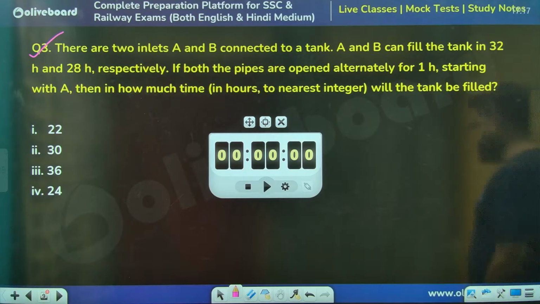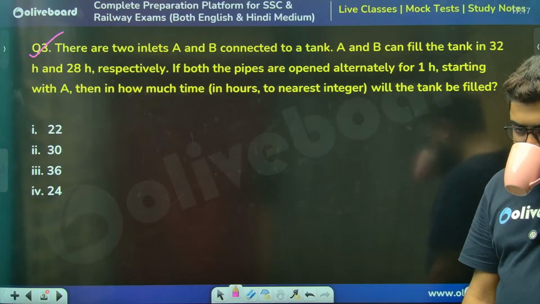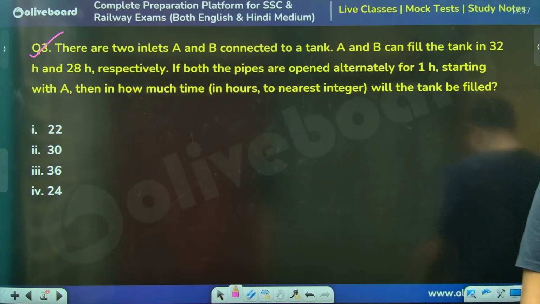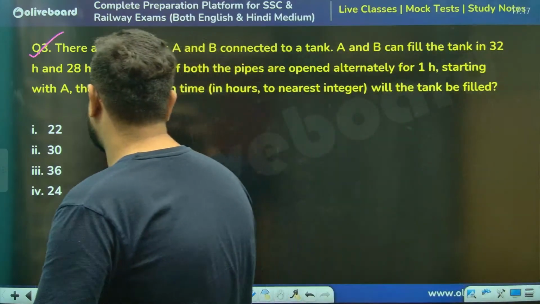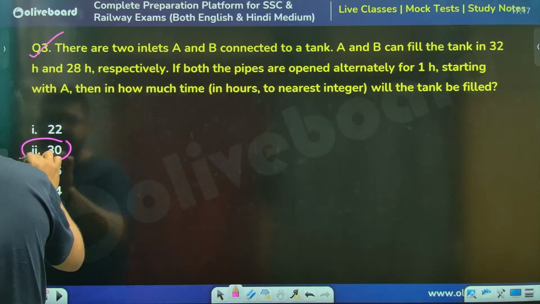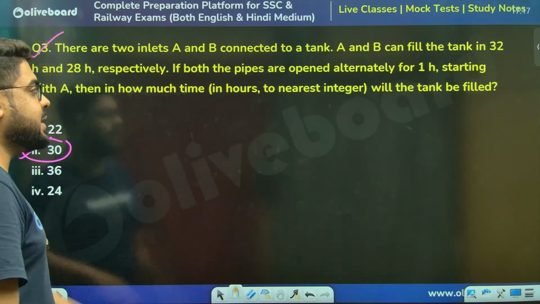Time is up. No answers as of now. Arghamita has given us the first answer, 30 degrees. Arghamita is saying 30. Let's see the answer.